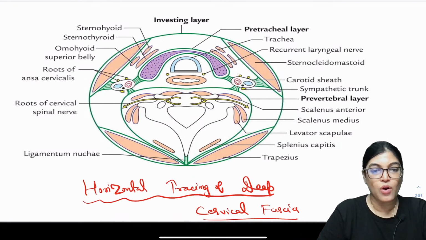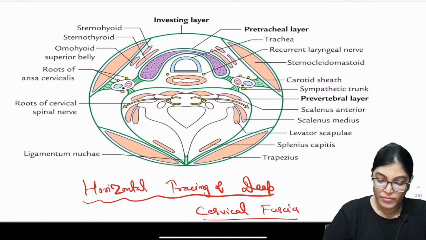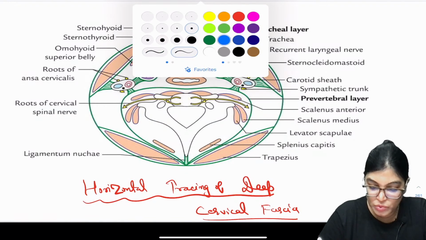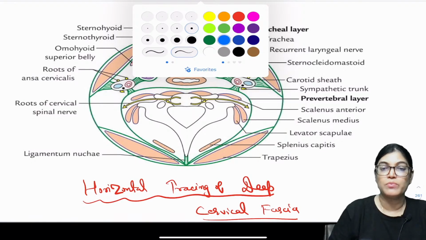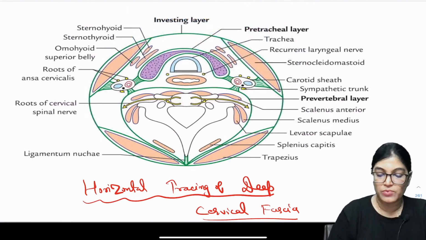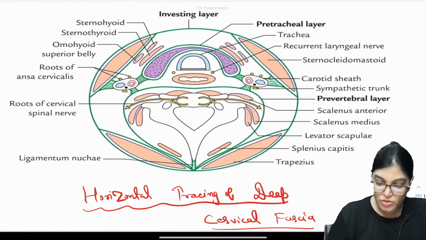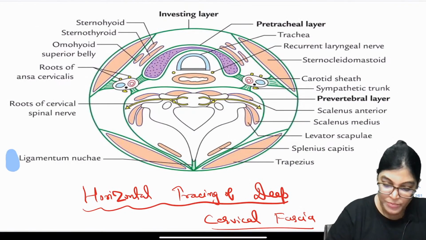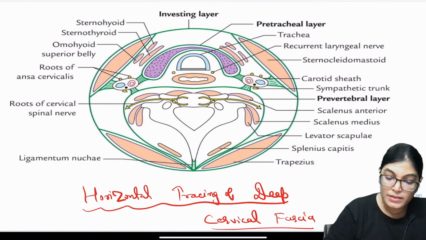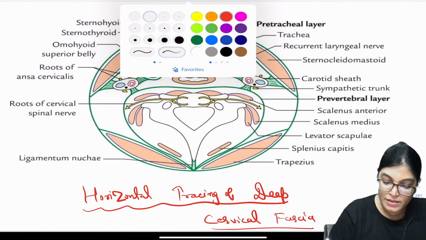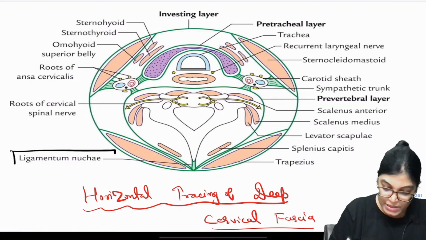So when traced forward from the ligamentum nuchae, for example, I would like to use blue color to make it easier for you to understand. So let me slightly enlarge it. Yes, you can see here this is ligamentum nuchae. Okay, I am using black color only. So this is ligamentum nuchae.